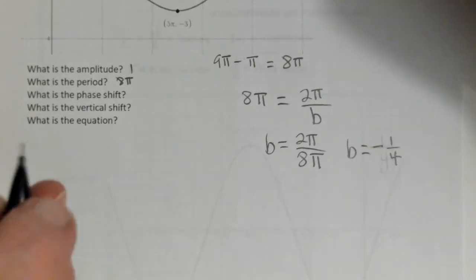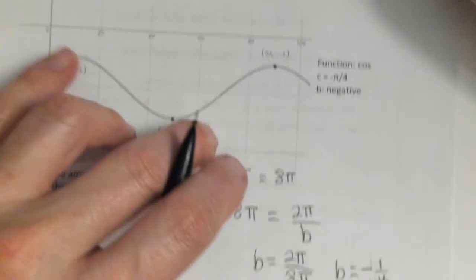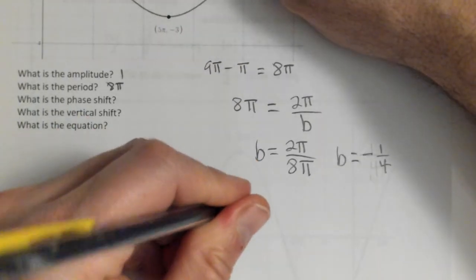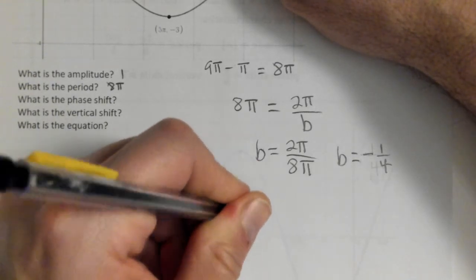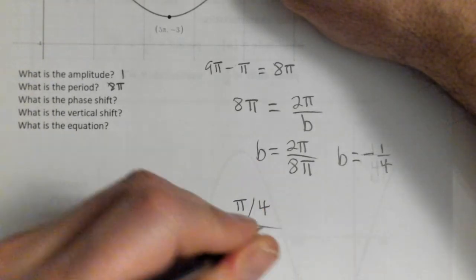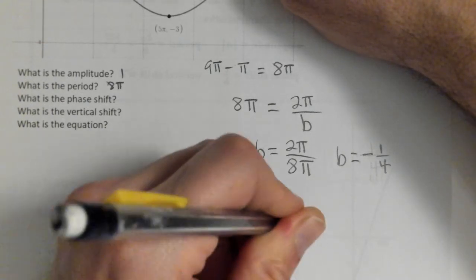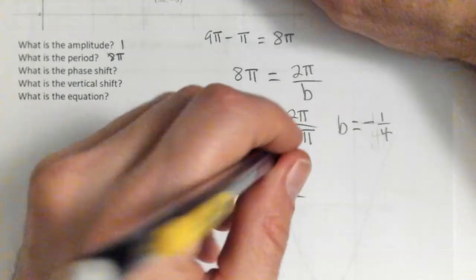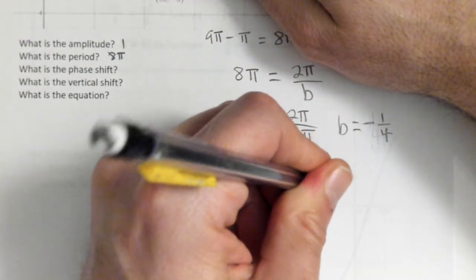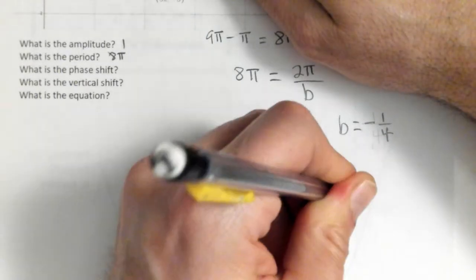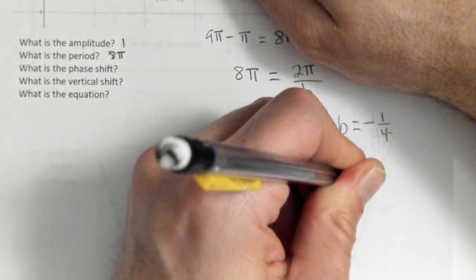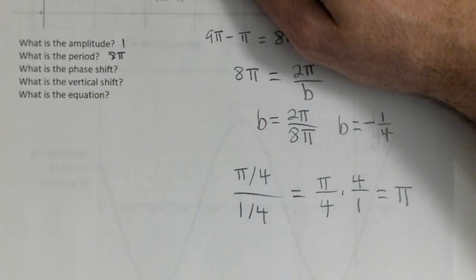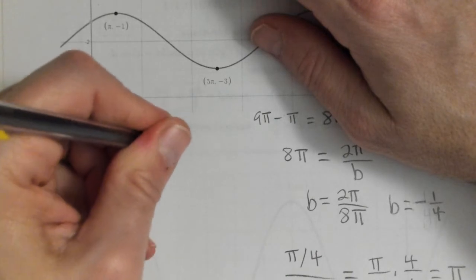So really, I'm just going to divide the C by the B, the absolute values of those numbers. I'm not going to worry about the negatives. And this will work for us just fine every time. So I'm going to go pi over 4 divided by 1/4. So that's C divided by B. Like I said, we're not worried about signs at this point. And so that's going to be pi over 4 times the reciprocal. Flip it over. That would be 4 over 1, and that turns out to be pi. All right. So I know that my phase shift is pi.